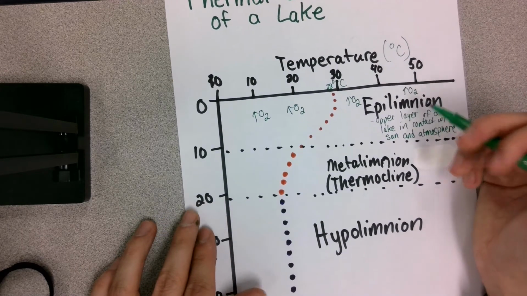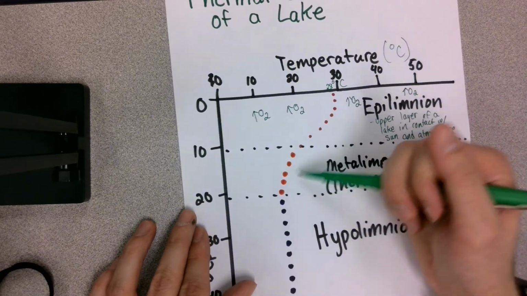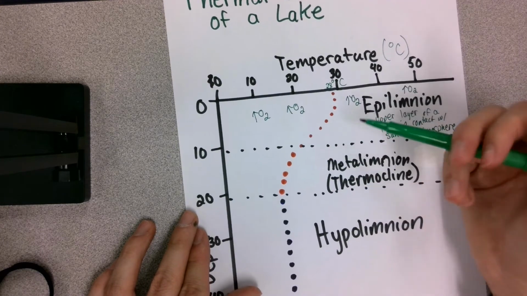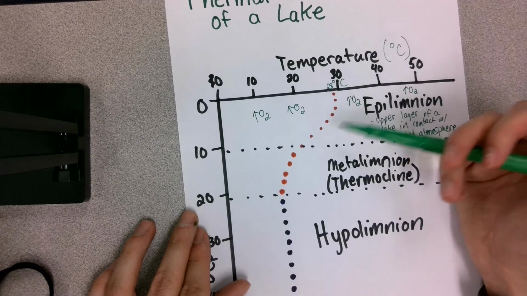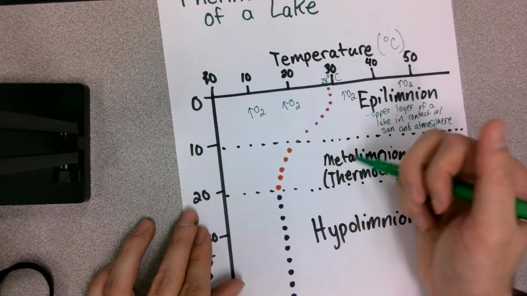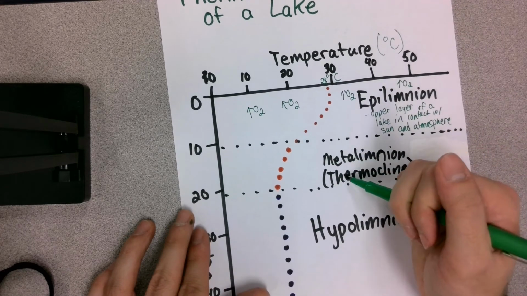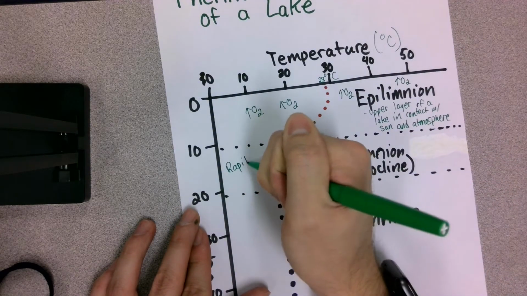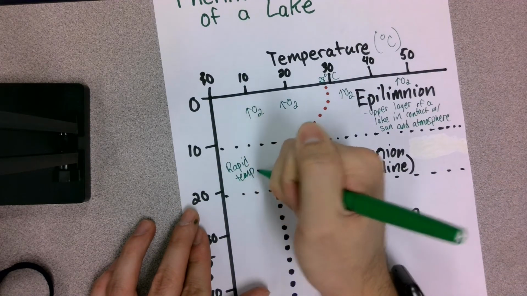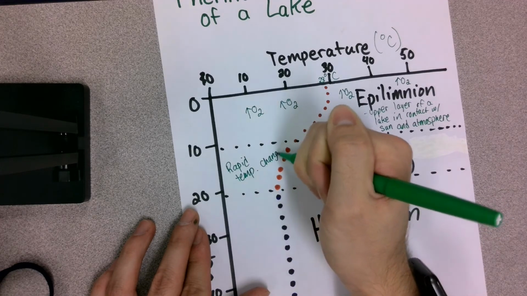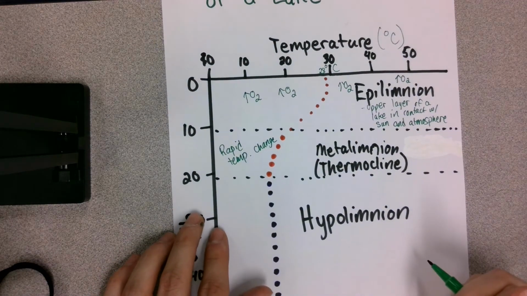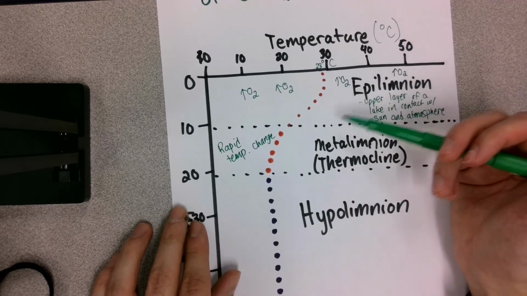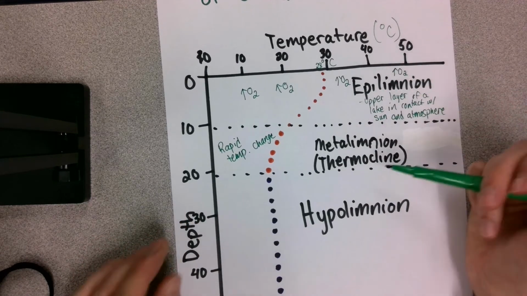After we have this, there's this rapid change in temperature because it's no longer getting heated up by the sun and it's no longer interacting with the atmosphere. So this is called the metalimnion, and some people may also call it the thermocline. This one is the rapid temperature change. And the reason for that is because it's not interacting with the sun or the atmosphere, it's not getting warmed up, that kind of thing.